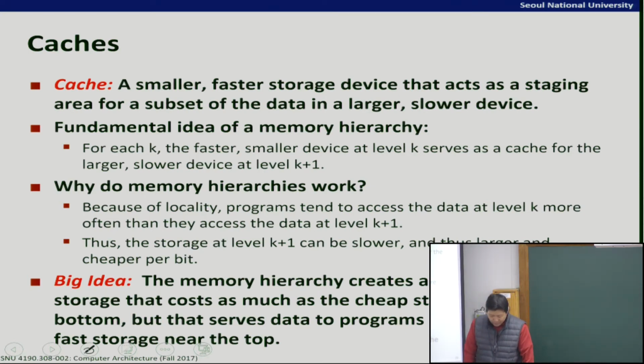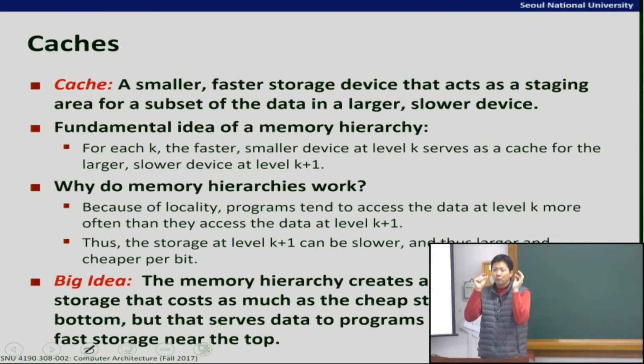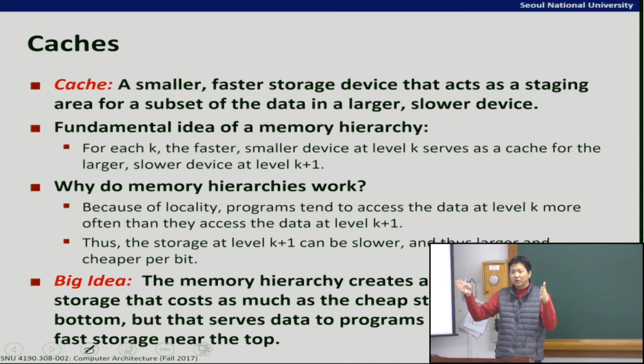So storage at level K plus 1 can be slower, and thus much larger and cheaper per bit. In this way, you basically take the best of both. The most recently accessed data is placed on level K for fast access, but you still have the next level, which provides much greater capacity. So from a programmer's view, it looks as fast as level K, but as large as level K plus 1. Okay.